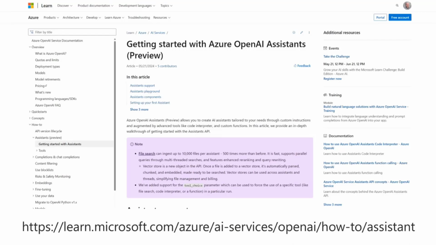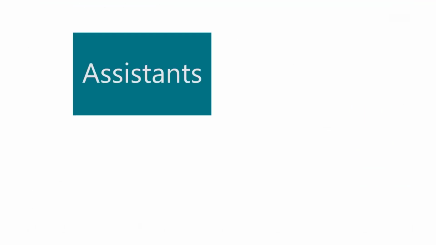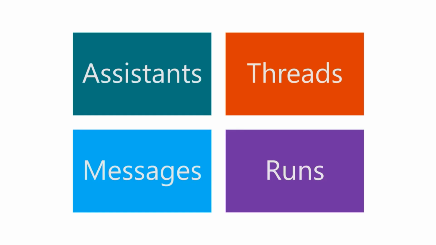All right, so to get to using OpenAI assistants, which is in preview right now, you can go to the URL that's listed here, Azure AI Services OpenAI How to Assistant. And again, I'm sure David is already pasting the link for you. There are some concepts that we need to understand here, and we're not going to get through all of them today. But we have the concept of assistants, threads, messages, and runs.